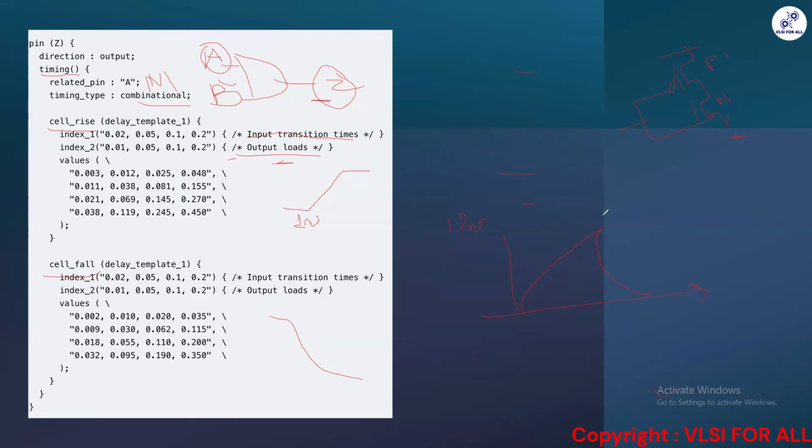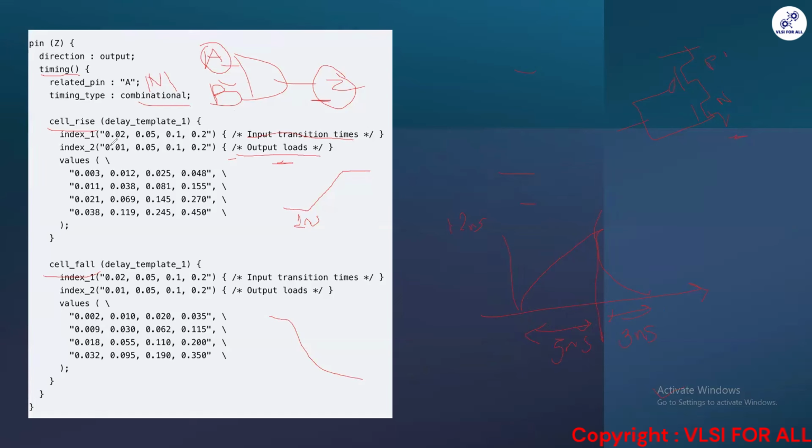For example, for charging to go from 0 to 1, it almost took, let's say, 5 ns. But for fall time, it is roughly 3 ns. That is because of the mobility of holes and electrons. The mobility of electrons is more, so discharging time is less and charging time is high. So whenever your cell makes a rising transition, it takes more time.